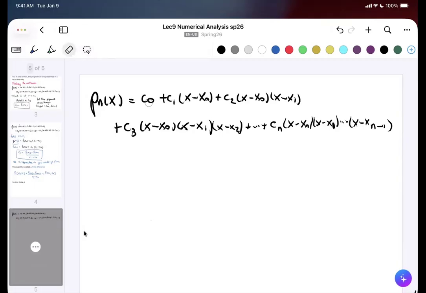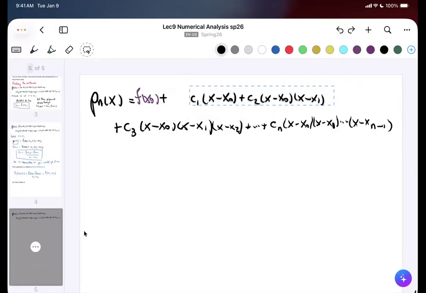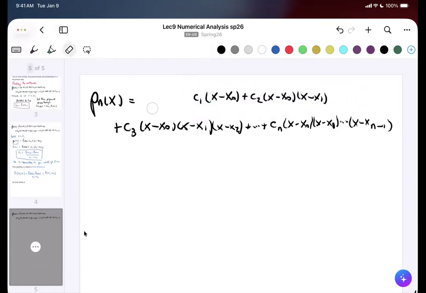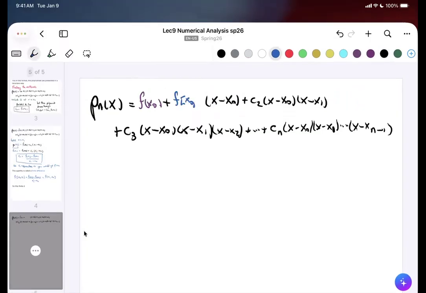So, just to go back to the problem. Z0 we already knew was f of x0, and C1 is this divided difference, right? So let me move some things around. Okay, so it's f of x0 plus the first divided difference, f of x0 comma x1, times x minus x0.